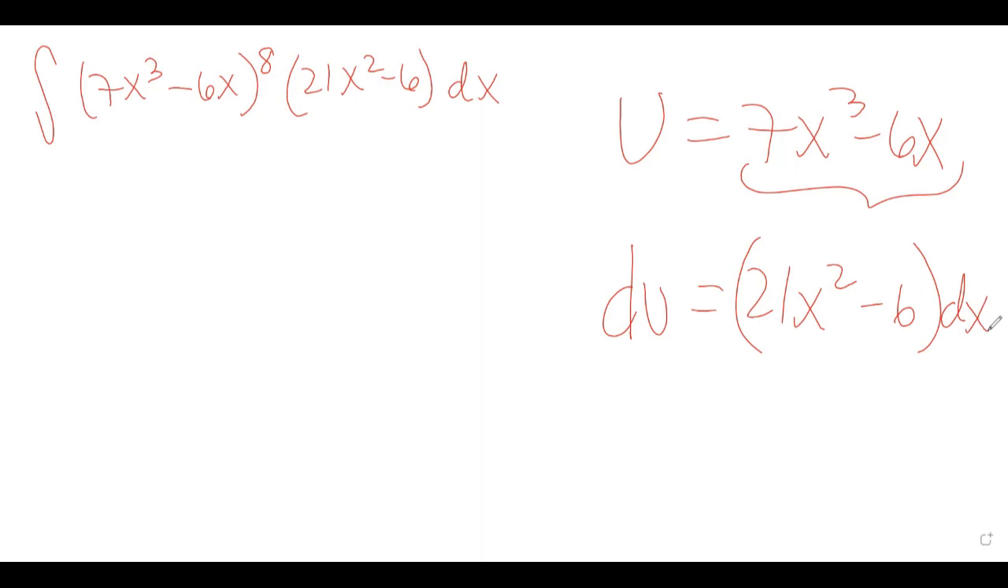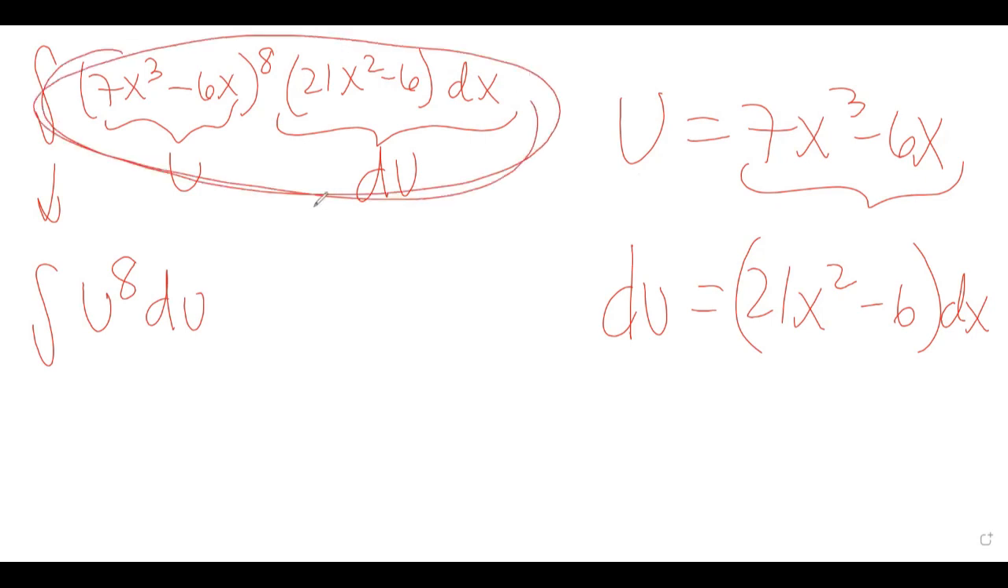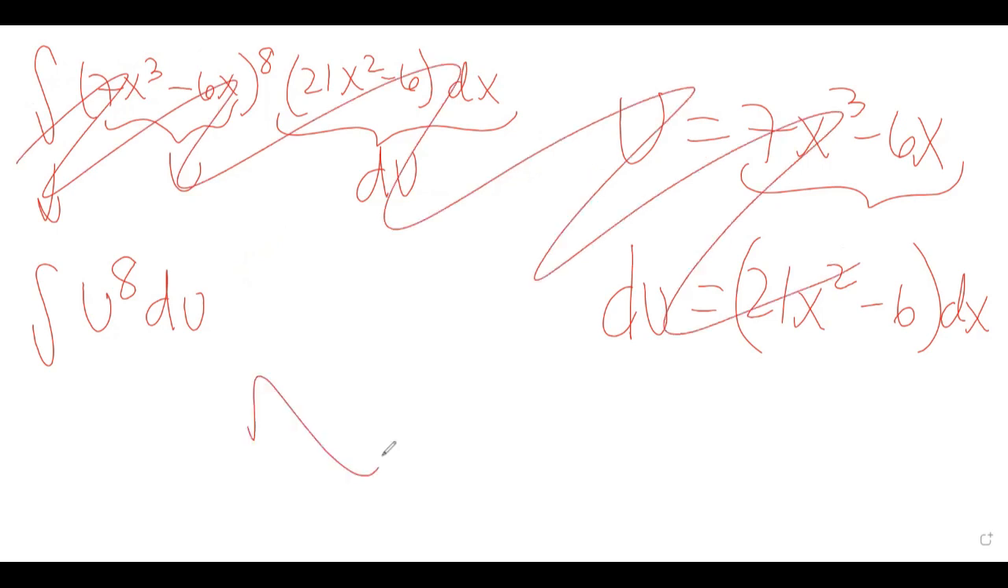And now, if you look at the original problem, this here can get replaced by u, and the entire back portion can get replaced by du. So let's rewrite all of this. Keep the integral, and then the parentheses get replaced by u. The 8 is still there, and then everything else gets replaced by du. You have to make sure that the entire original is accounted for when you rewrite it in terms of u's and du's.